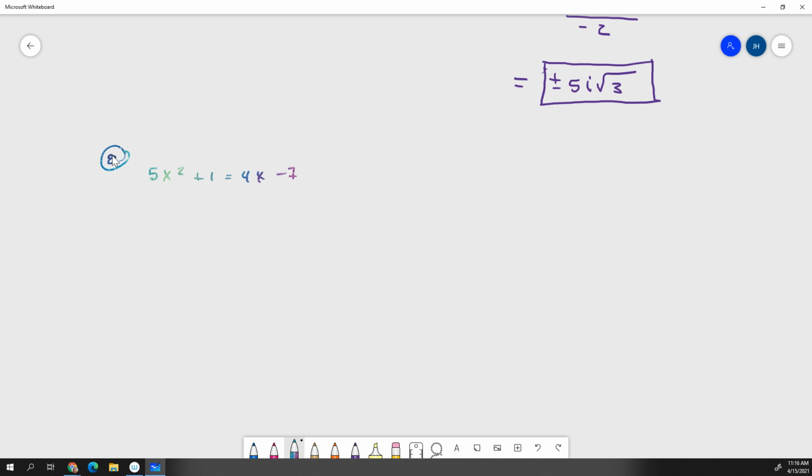I don't know why. So the first thing we're going to do is we're going to move these over, right? I have a positive 4x here, so I'm going to subtract 4x, minus 4x. And I have a negative 7 here, so I'm going to add 7 to both sides. And then I'm just going to combine things. I've got 5x squared minus 4x plus 8 equals 0.